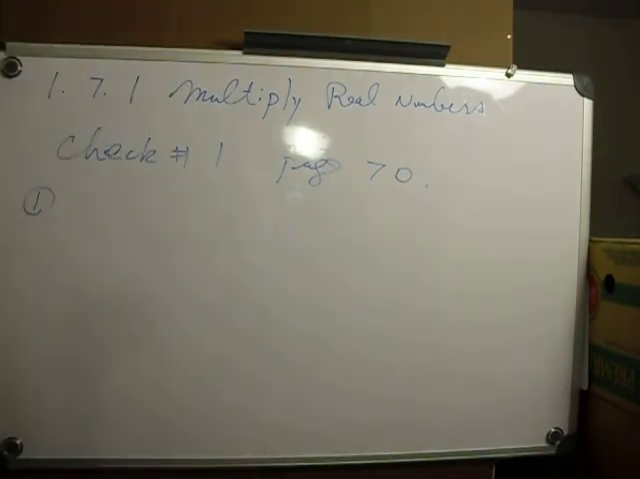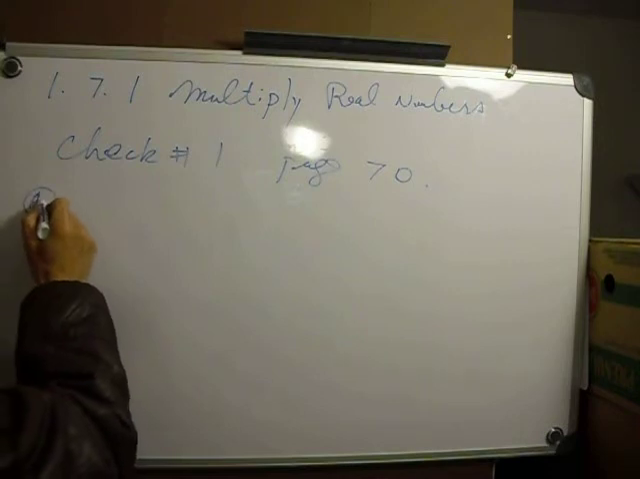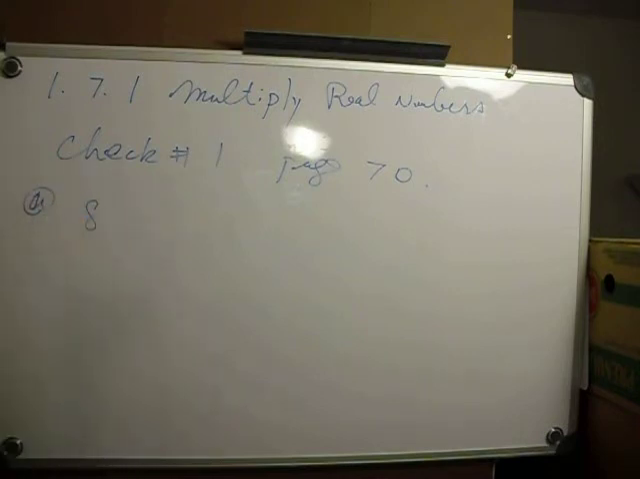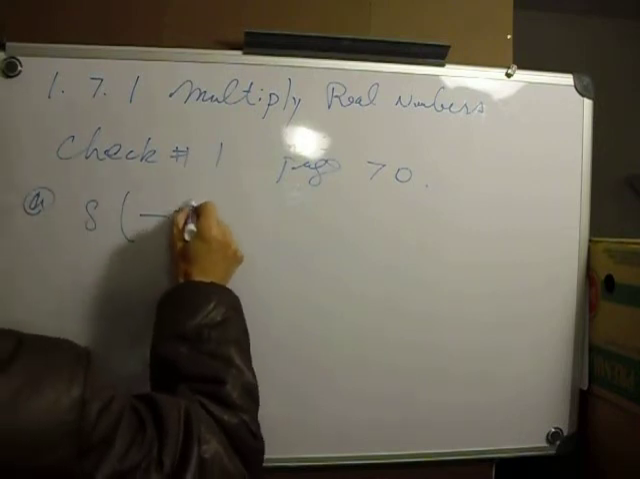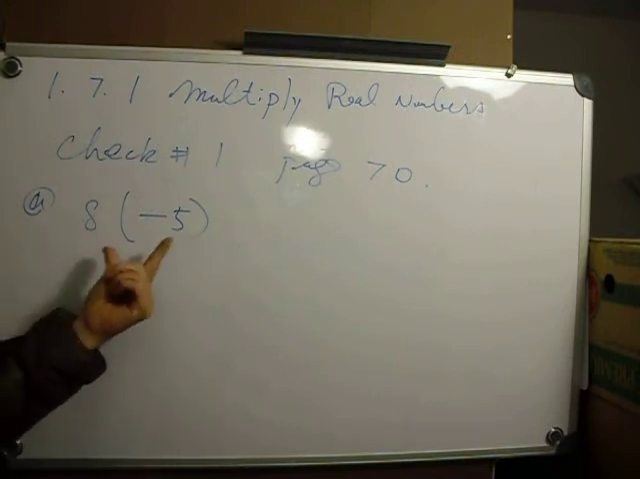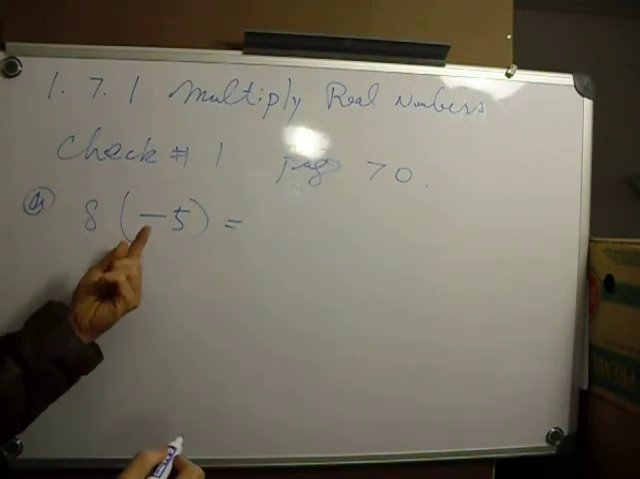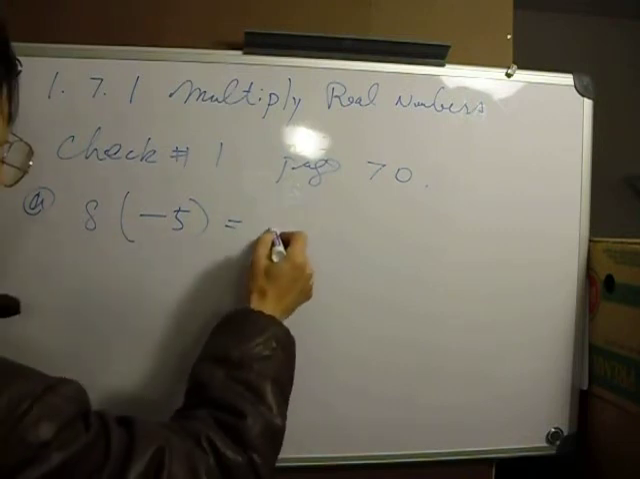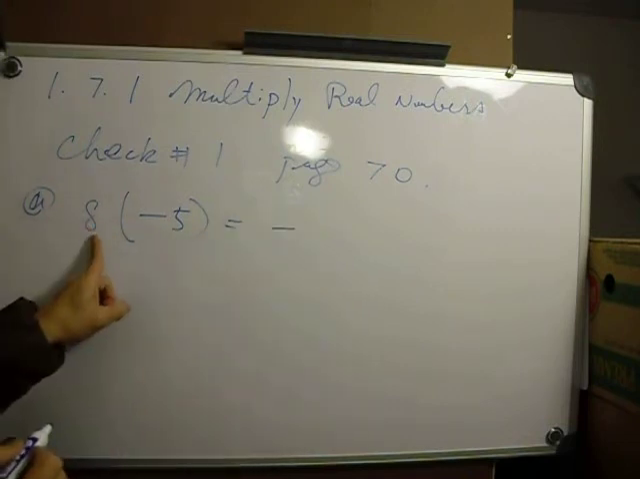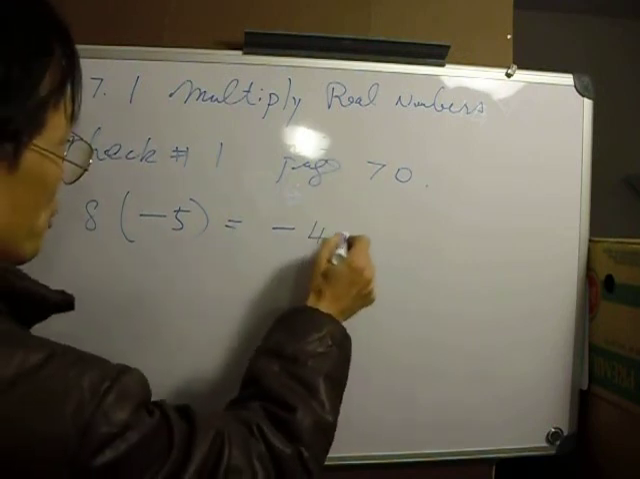First example, A. 8 times negative 5. Obviously 8 is positive, negative 5 is negative. So you have one negative, one positive. Unlike signs, the result is negative, and then use 8 times 5 is 40. Simple example.